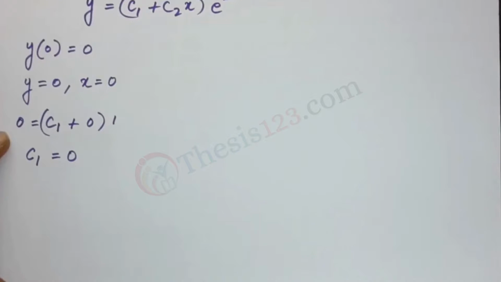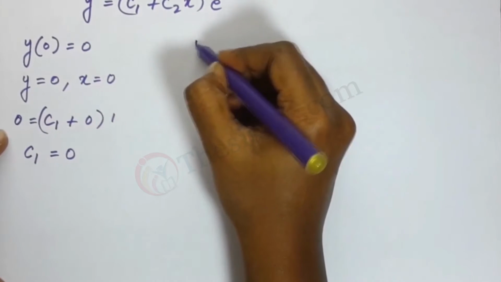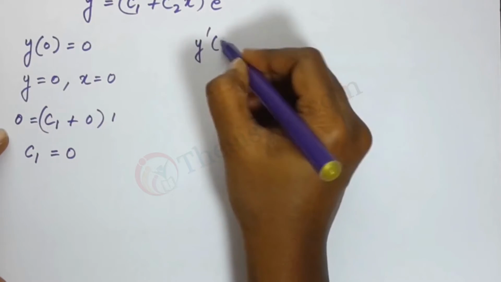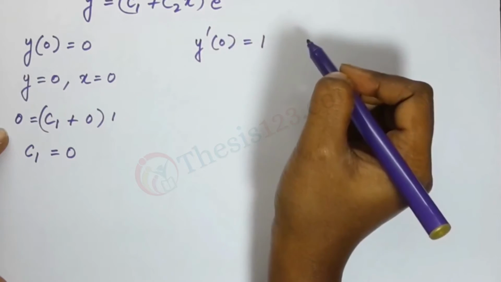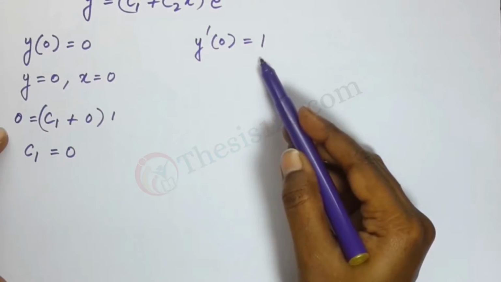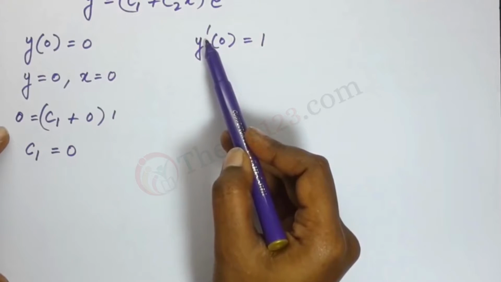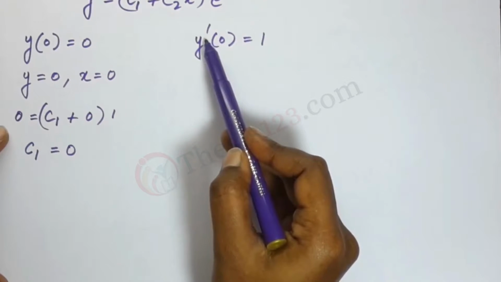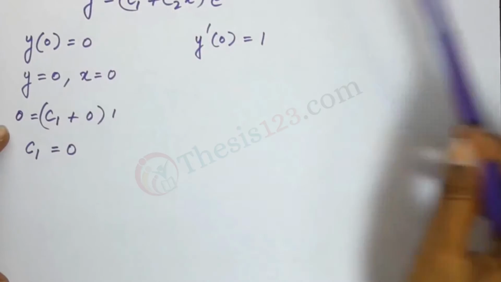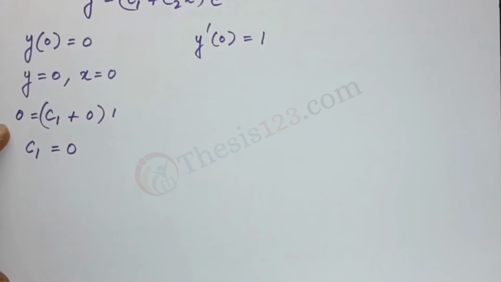Now let's use the second initial condition. The second initial condition is y dash of 0 is equal to 1. If y dash of 0 is equal to 1, we have the solution here, right? We need to find out what the first derivative is. So let's differentiate the equation here.